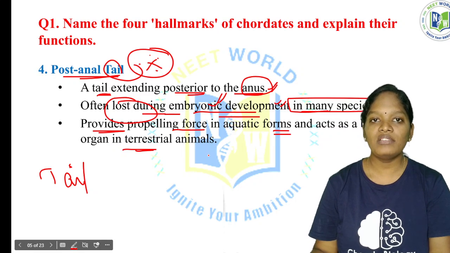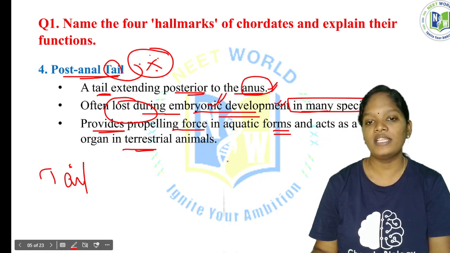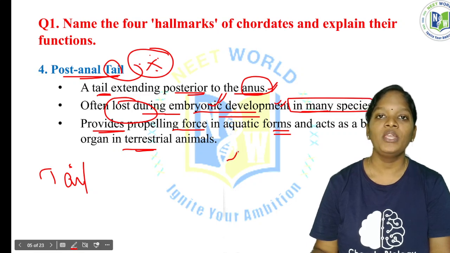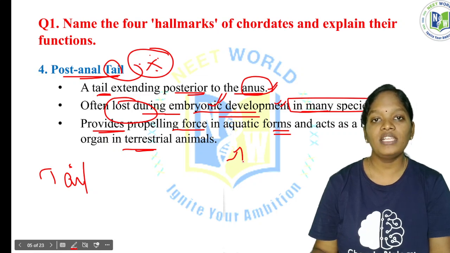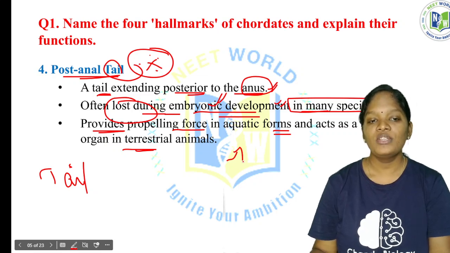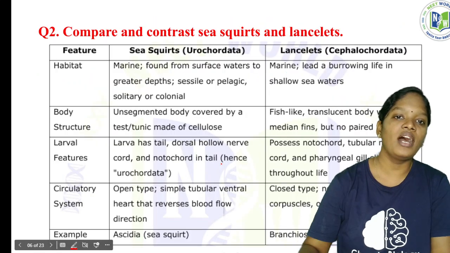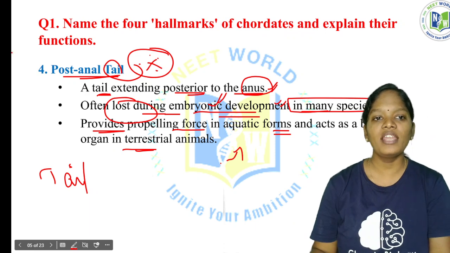So what is the point of having this post-anal tail? It is very helpful for organisms in the process of swimming. If the particular chordate is living in the aquatic ecosystem, it definitely needs a tail to swim. So that is the function of this post-anal tail. So these are the 4 hallmarks of the chordates and their function.